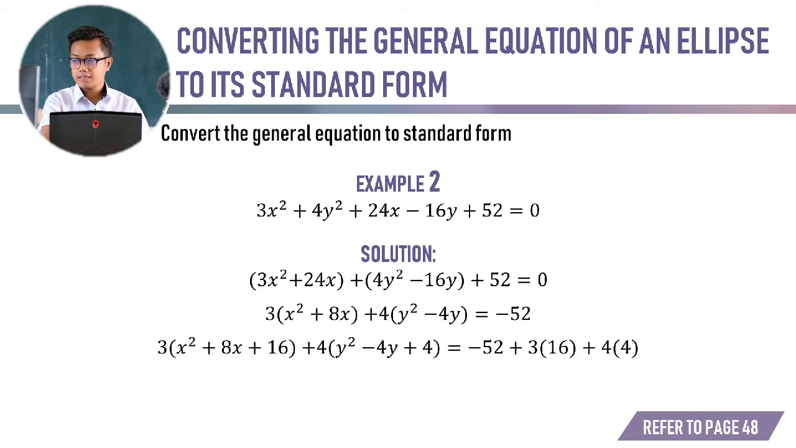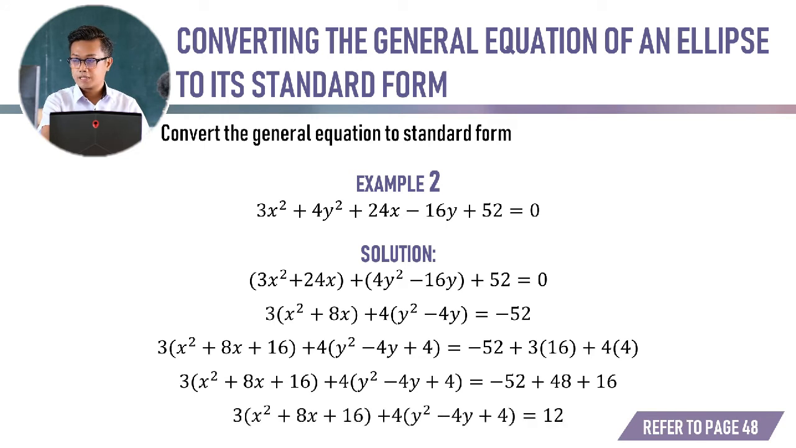Now, simplifying sa right side sa imong equation, this becomes negative 52 plus 48 plus 16. And then, simplifying further sa right side the equation, this becomes 12.